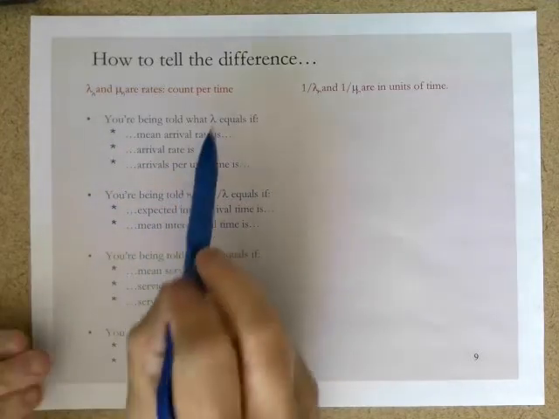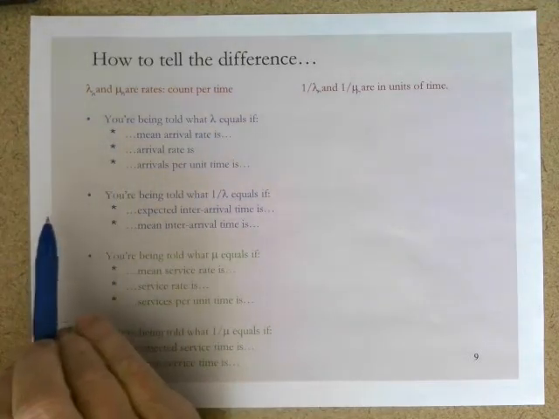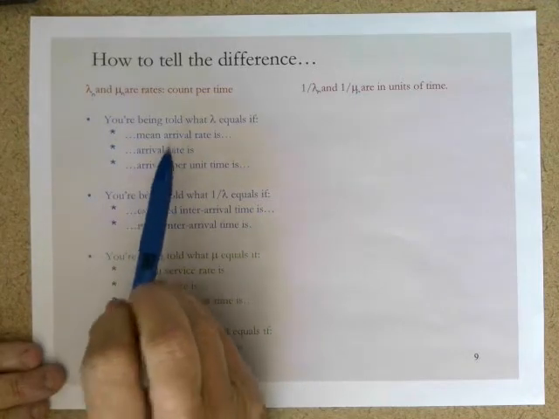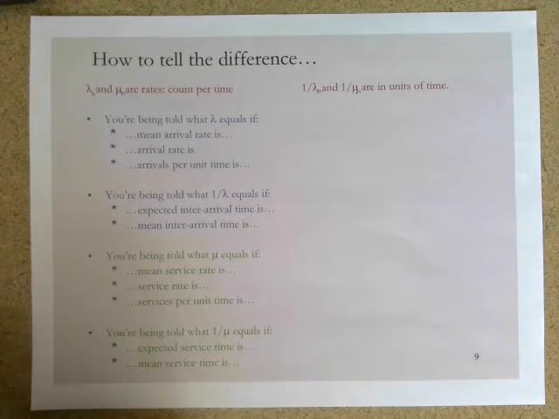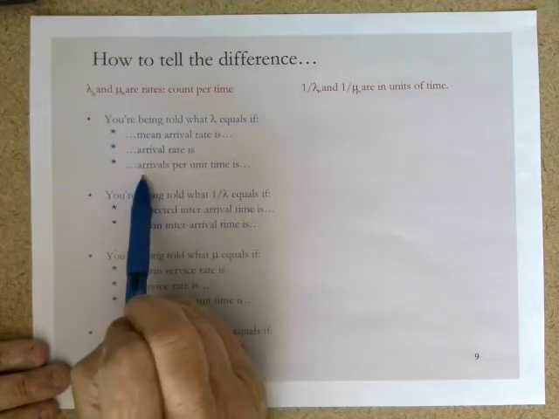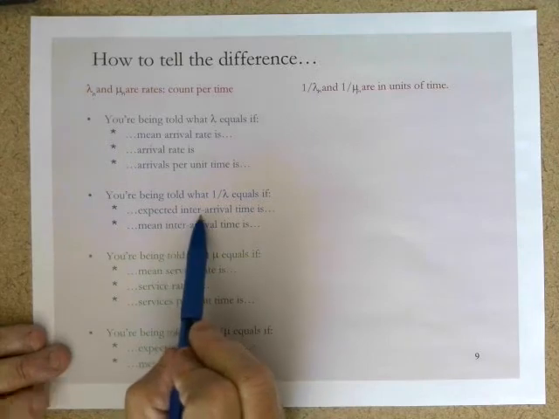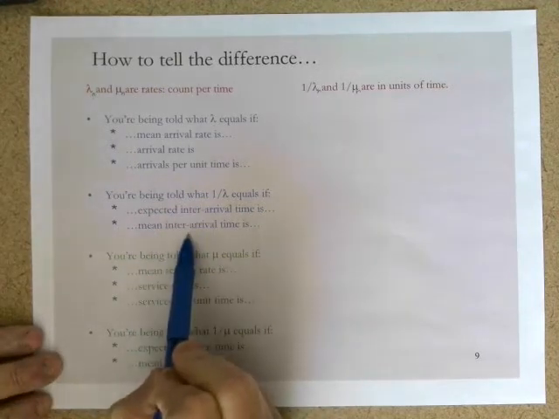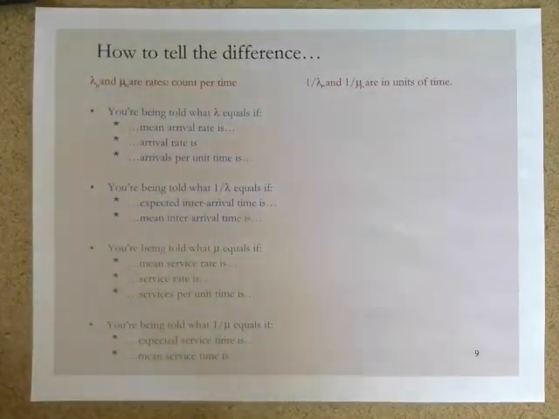So if we're talking about lambda and you see the words, and this is in general, it's not an exhaustive list, but you are being told exactly what lambda is if the wording in the problem or situation is that the mean arrival rate is, or the arrival rate is, or the arrivals per unit time is. You are being given lambda directly. If you are being told that the expected inter-arrival time is, or the mean inter-arrival time is, you're being given 1 over lambda. We've had some experience with this already.